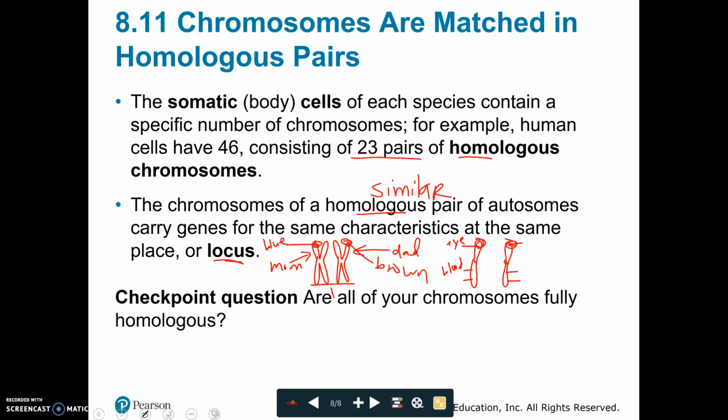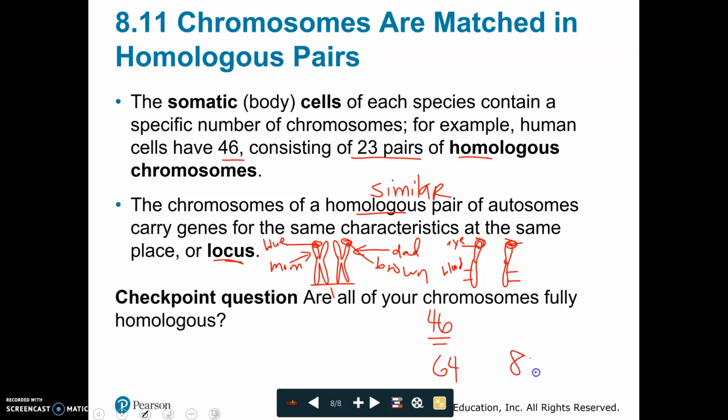So, body cells, specific number of chromosomes. In humans, that number is 46. I should clarify that it's different for every organism. Some people were a little confused about that. So our diploid number, the number of chromosomes when our chromosomes are in pairs, is 46. But in horses, it's 64.